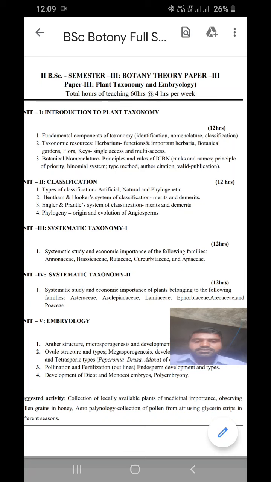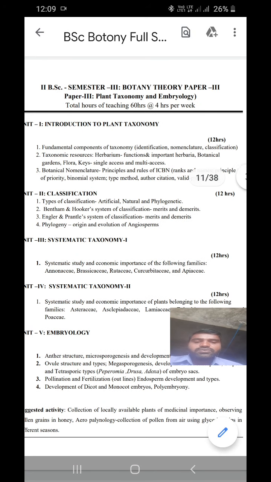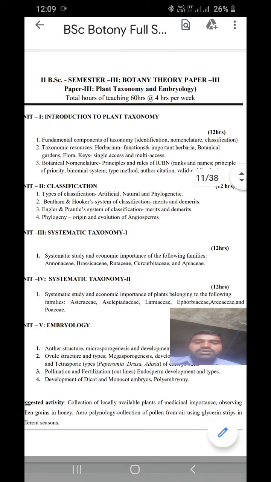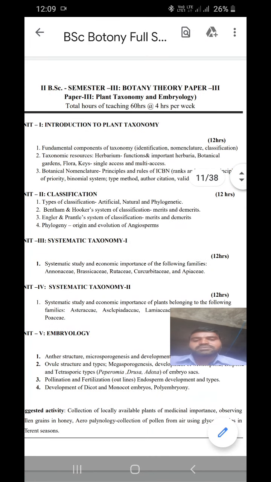Continuation of our chapters, the syllabus of semester 3: botanical nomenclature. Here, botanical nomenclature means the principles and the rules of ICBN. ICBN means International Code for Botanical Nomenclature, and what are the priorities of botanical nomenclature, how the systematic study of botanical nomenclature is studied in this chapter.